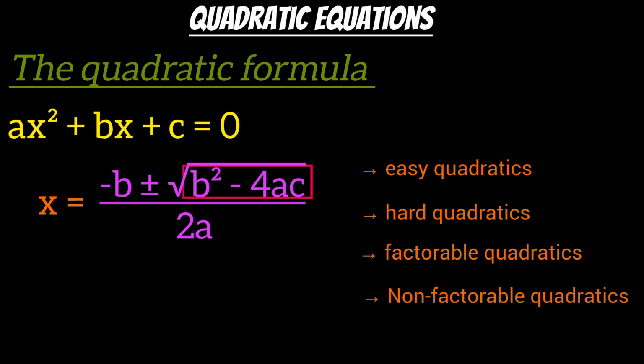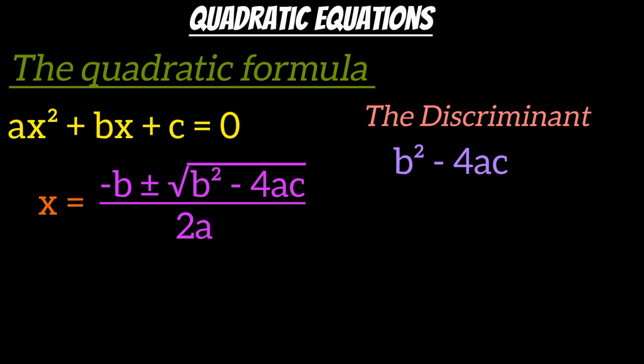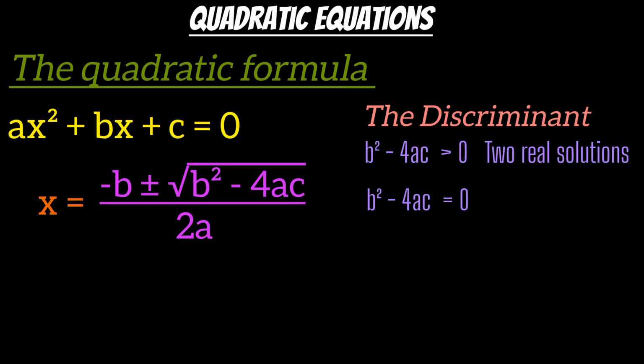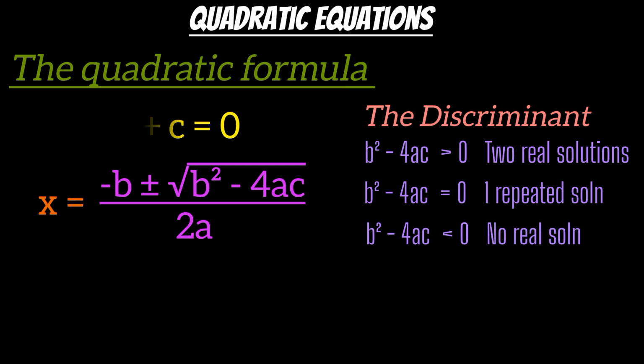Now inside the square root is a special quantity, which is b squared minus 4ac. This is called the discriminant. It tells you what kind of answers you will get before solving. If b squared minus 4ac is greater than 0, then you shall have two real solutions. If b squared minus 4ac is equal to 0, then you shall have one repeated solution. And lastly, if b squared minus 4ac is less than 0, you shall have no real solutions. This tiny piece of information appears frequently in examinations.